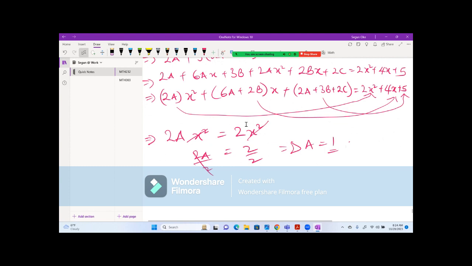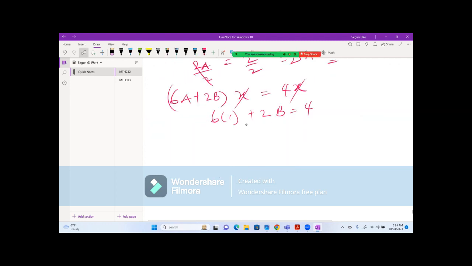So the next thing we need to do is to look at the one with power of x. It'll be 6a plus 2b, with x, equals 4x. x will cancel also. Then don't forget, you know your a to be 1. Then substitute your a, which is 1: 6 plus 2b equals 4. So we have 2b equals 4 minus 6. We have 2b equals minus 2. b is equal to minus 1.